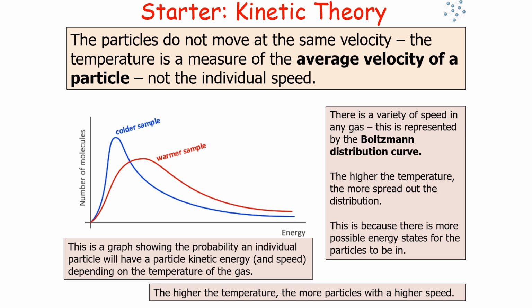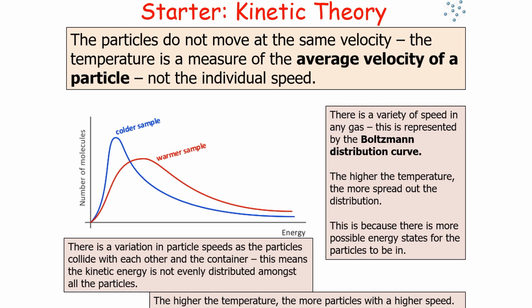Now, as well as that, we can also notice that there's a variation in particle speeds because the particles collide with each other and the container that they are in, which means that the kinetic energy in the entire gas is not evenly distributed amongst the particles, allowing those variations in speed.